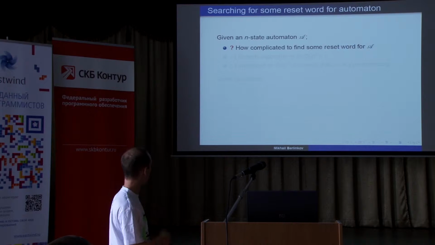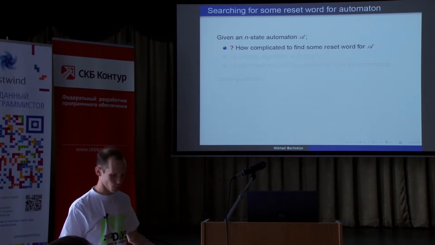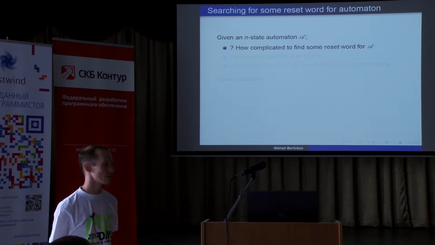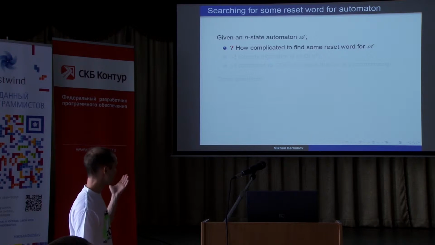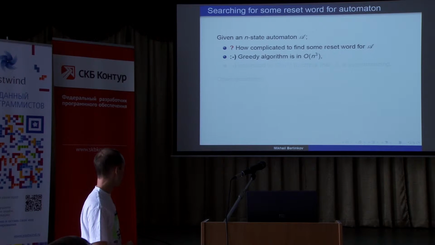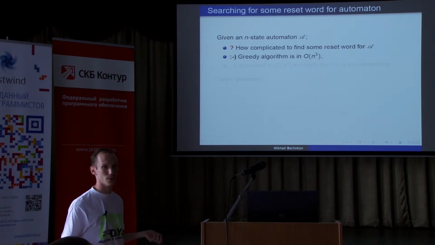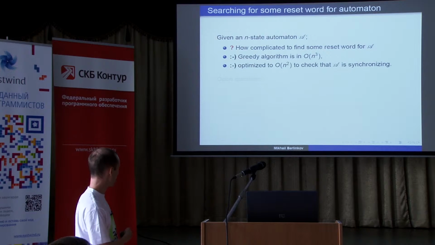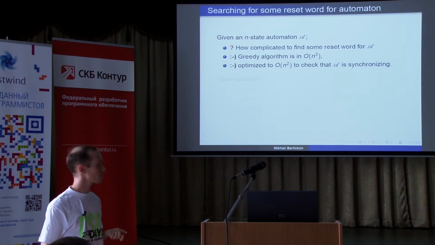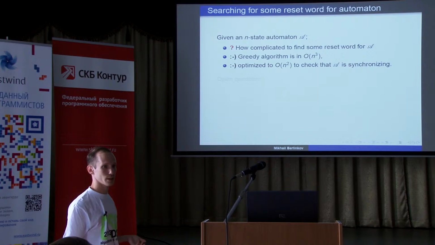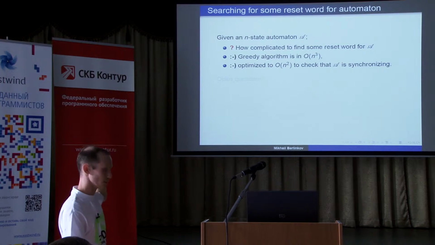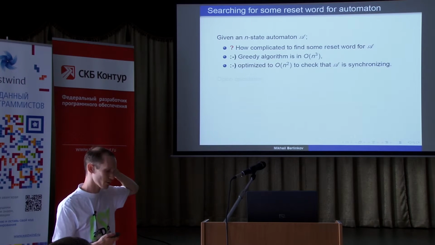So what's the first problem? The first problem is just to return some reset word or check that the automaton is synchronizing. And the question is how complicated it is to find such a reset word. It's clear that the greedy algorithm is cubic, and it can actually be optimized to a quadratic algorithm to only check that the automaton is synchronizing. But nevertheless, it's an effective algorithm. We have an effective algorithm.